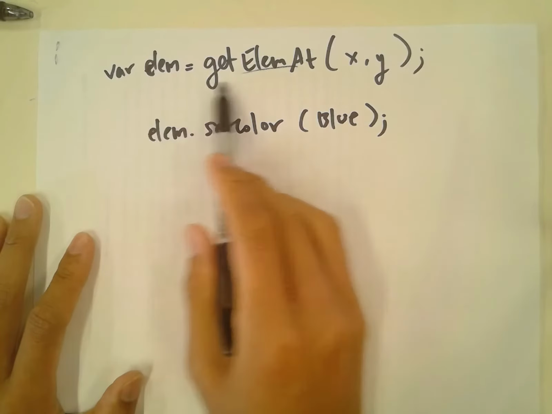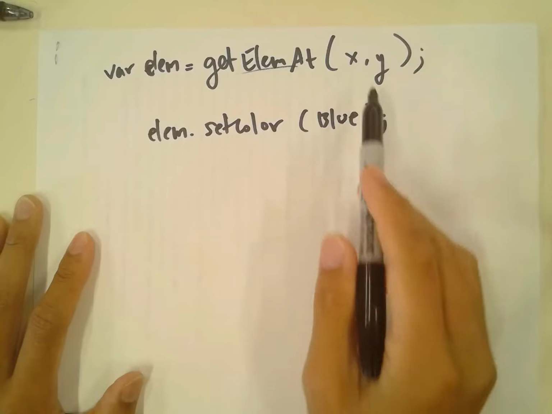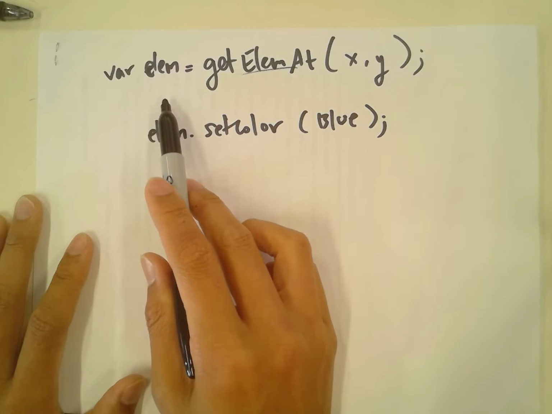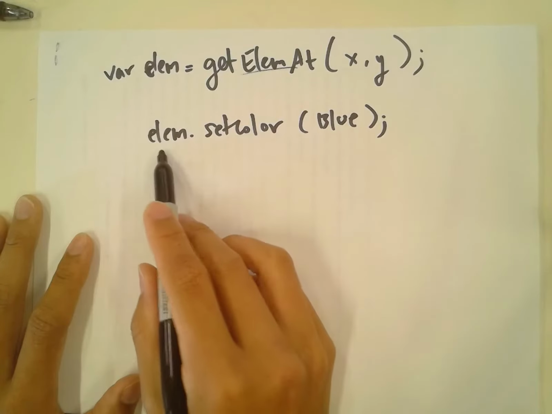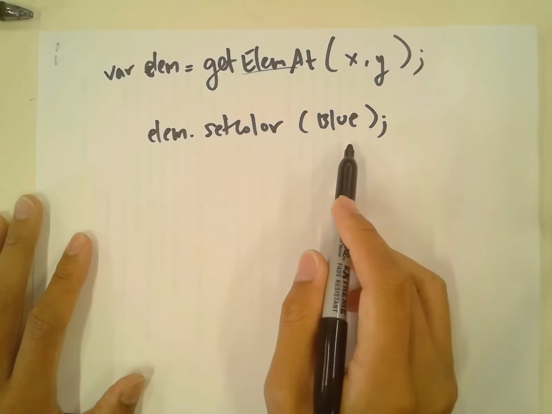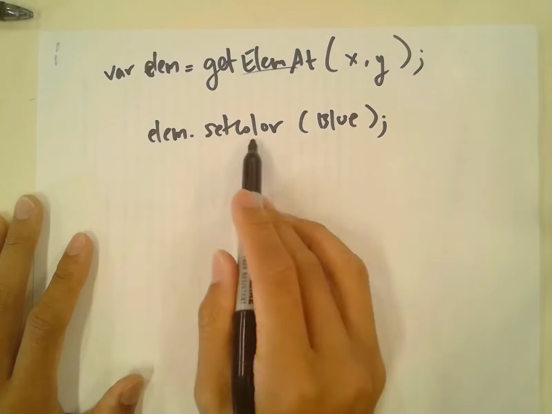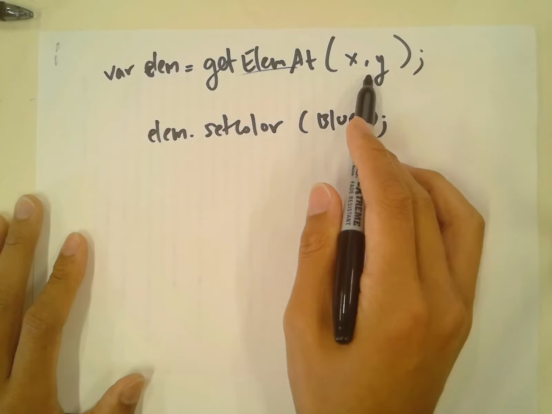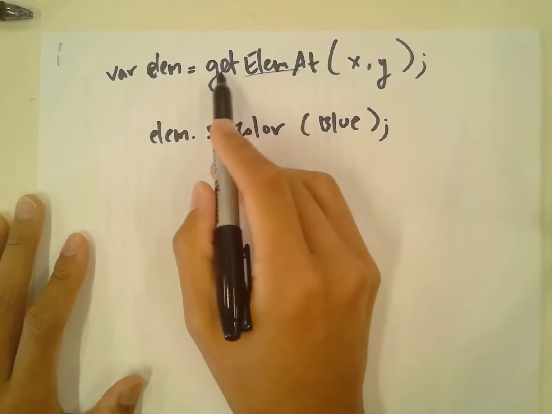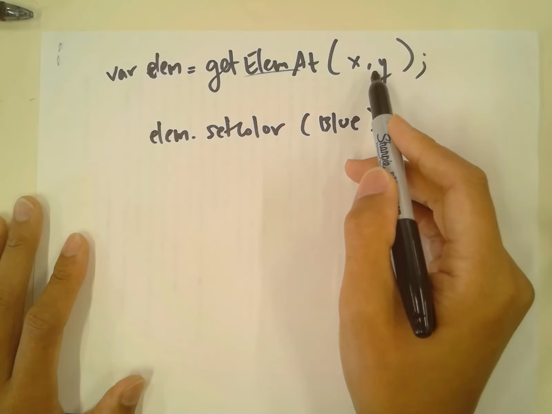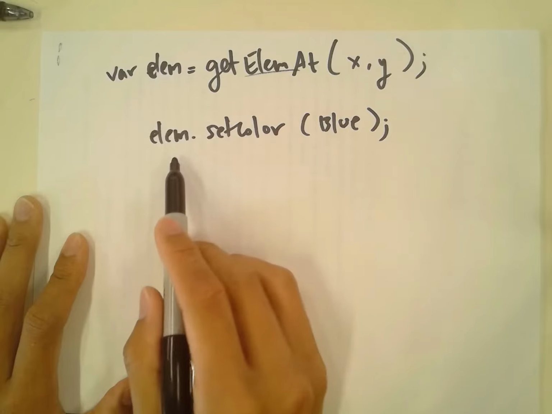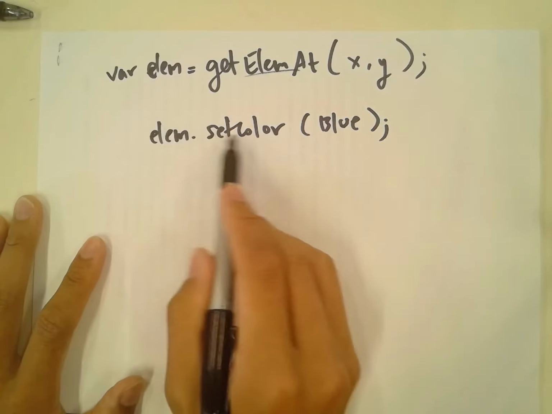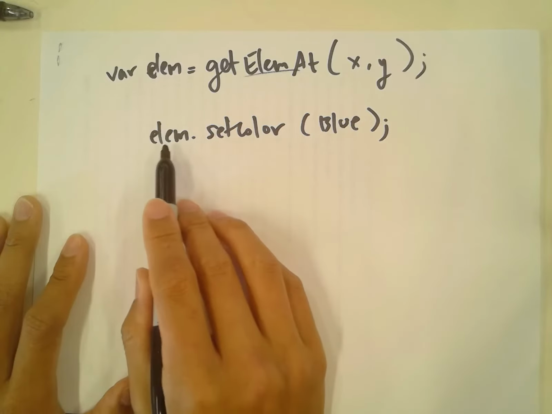But that will be fine if getElementAt had a shape at that x and y position, right? So then elem would equal the shape, and elem.setColor would work because it'd be circle.setColor to blue. But what about if this x and y position up here was a blank white space? Then getElementAt would return null, elem would equal null, and we would say null.setColor, and that doesn't work. Right? You cannot run setColor on null or nothing.